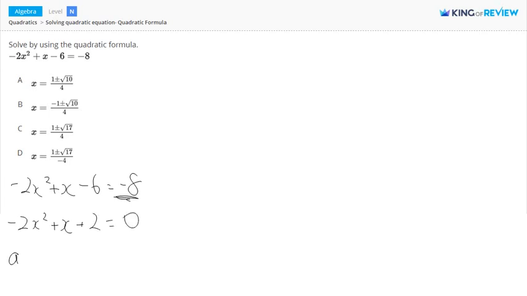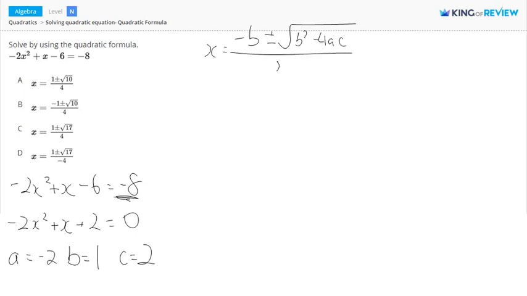And therefore now we know what our a, b, and c values are. Our a value is negative 2, our b value is 1, and our c value is 2. Now we're ready to plug it into the quadratic formula. The quadratic formula says negative b plus or minus square root b squared minus 4ac over 2a. Now let's plug in our values.